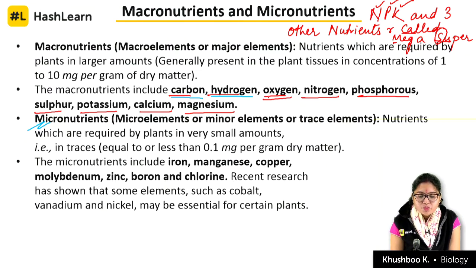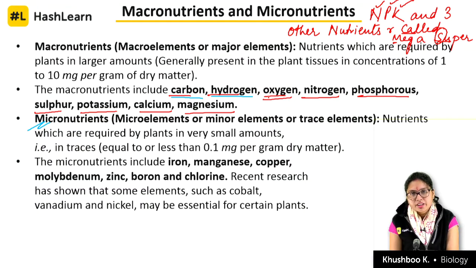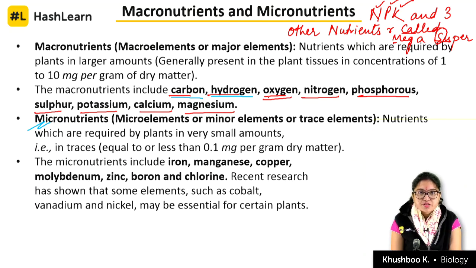Now, nutrients which are required by plants in very small amounts or in traces, that is equal to or less than 0.1 mg per gram of dry matter. Okay, so that is really less. And the micronutrients include iron, manganese. So don't get confused between magnesium and manganese. Magnesium is a component of chlorophyll. In that way you can remember that it has to be a part of macronutrients in the case of plants. So the micronutrients include iron, manganese, copper, molybdenum, zinc, boron and chlorine.